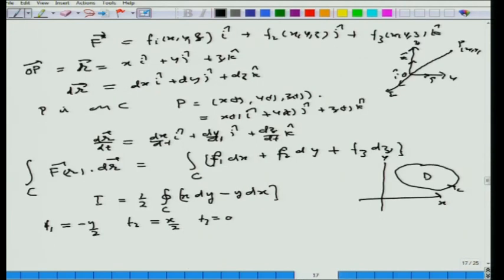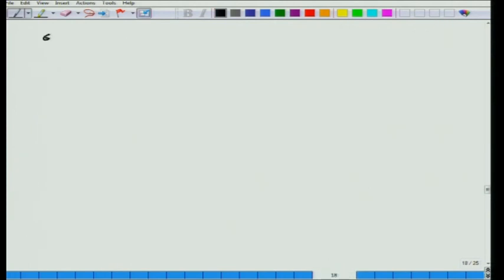Now this actually gives the area of the domain D enclosed by this curve C, which can be seen using Green's theorem. So Green's theorem says that if you have any plane curve like this, and this is the region enclosed here.